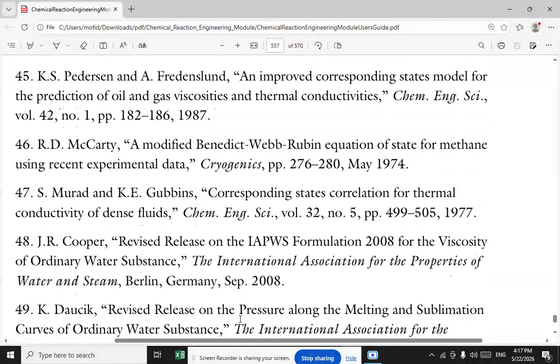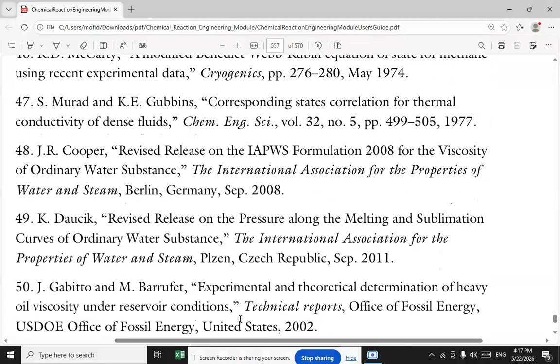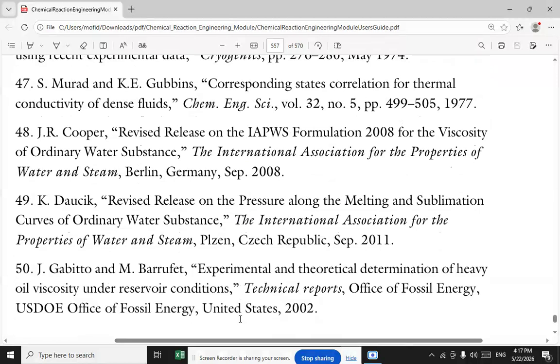The next one was written by Pedersen, and the name is an improved corresponding states model for the prediction of oil and gas viscosities and thermal conductivities. The next one was written by McCarthy, and the name is modified Benedict-Webb-Rubin equation of state for methane using recent experimental data. The next one was written by Murad and Gubbins, and the name is corresponding states correlation for thermal conductivity of dense fluids.